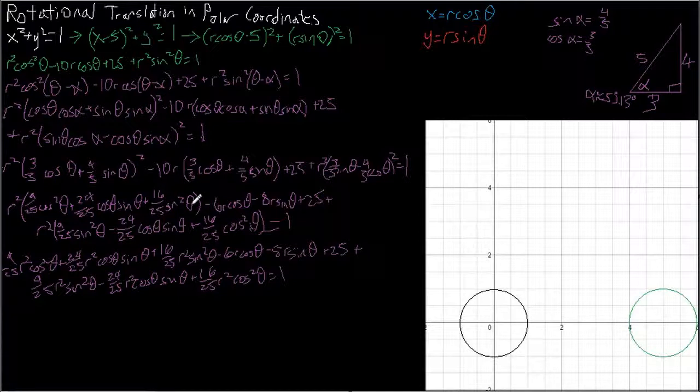Distributing the negative 10r through here, negative 10r times 3/5 cosine theta is minus 6r cosine theta. Negative 10r times 4/5 sine theta is negative 8r sine theta. There's plus 25 here. And we also squared this, just like we squared the one over here. And that became 3/5 sine theta squared is 9/25 sine squared theta. This time you get minus 24/25 cosine theta sine theta in the middle. And at the end, plus 16/25 cosine squared theta.